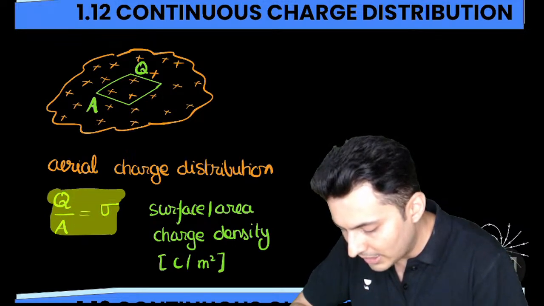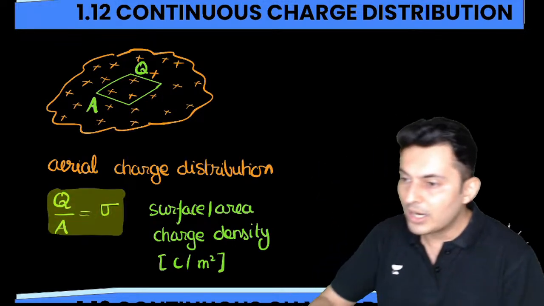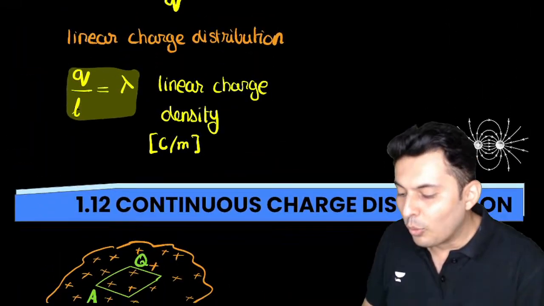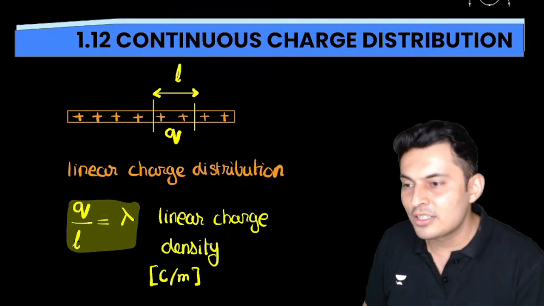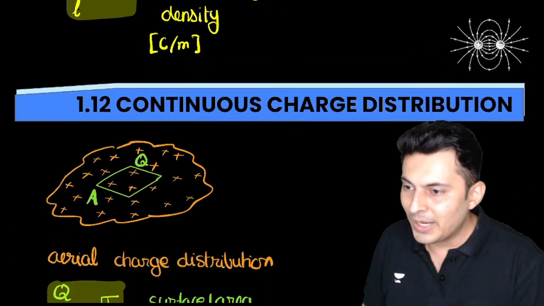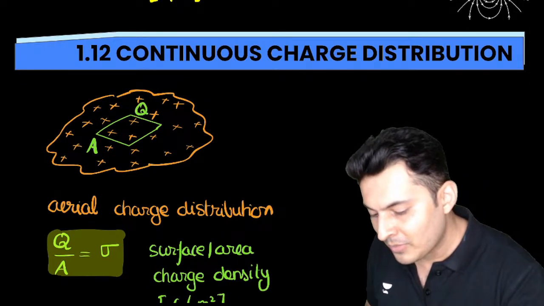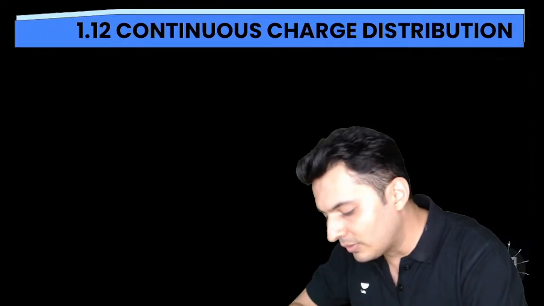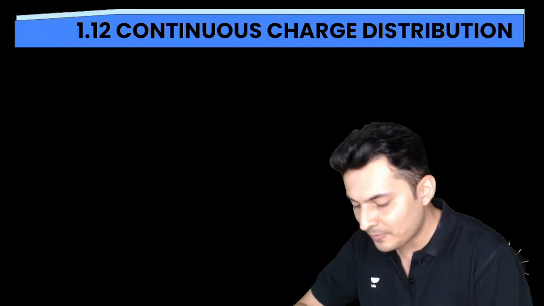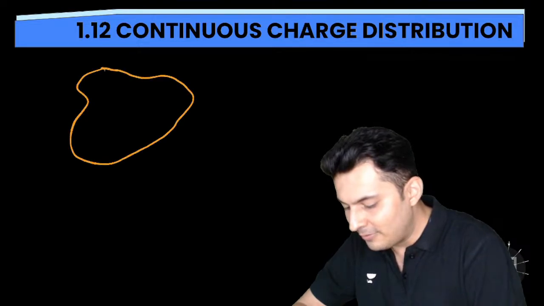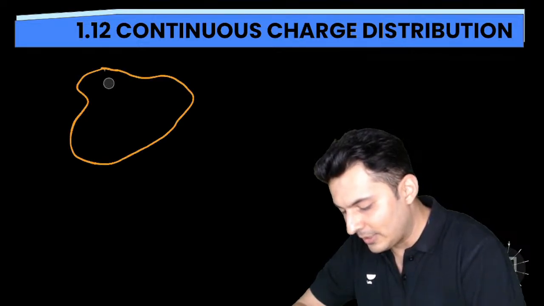Is that clear, my dear students? Everybody with me? Awesome. Last thing. What can be the last thing? Linear charge distribution is lambda. Sigma is area charge density. Can you think what should be the last type of distribution, my dear students? Come on. Everybody should be able to do this.